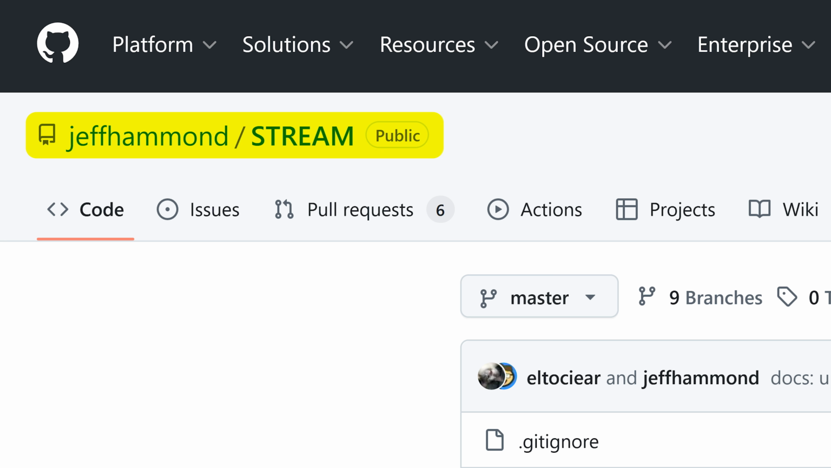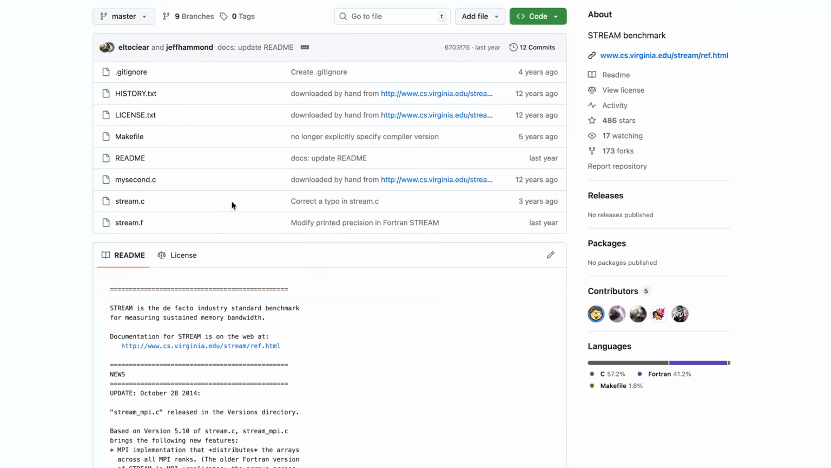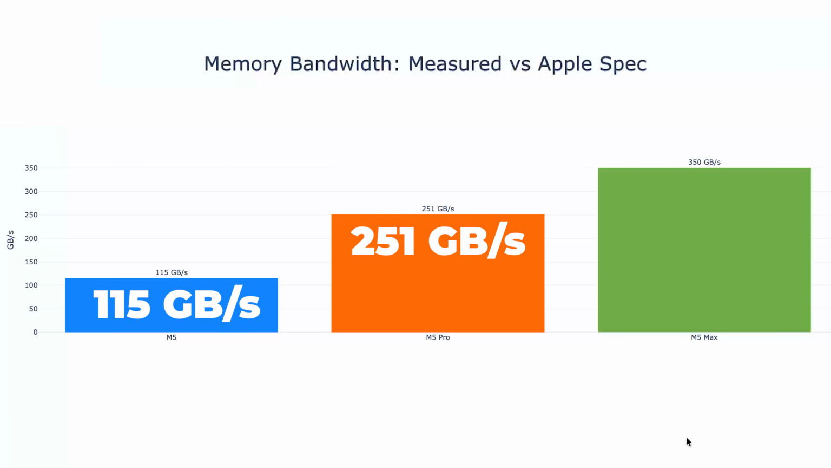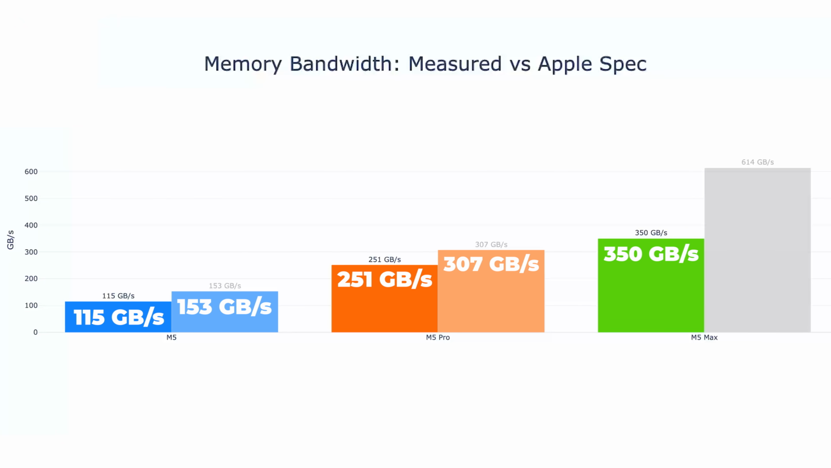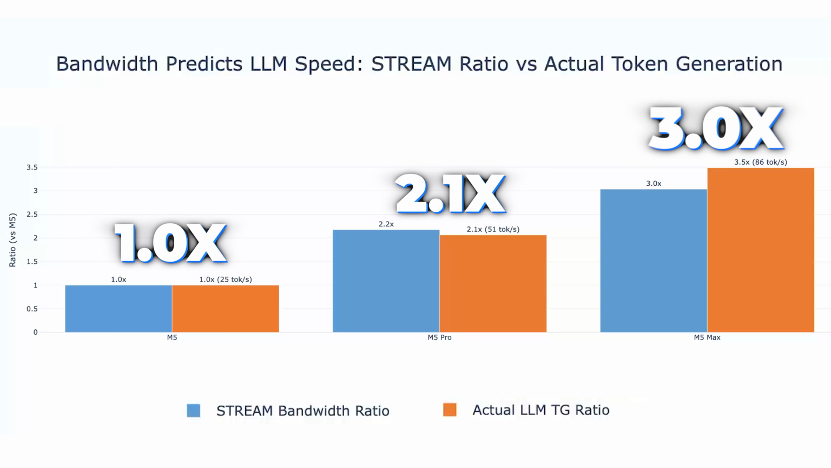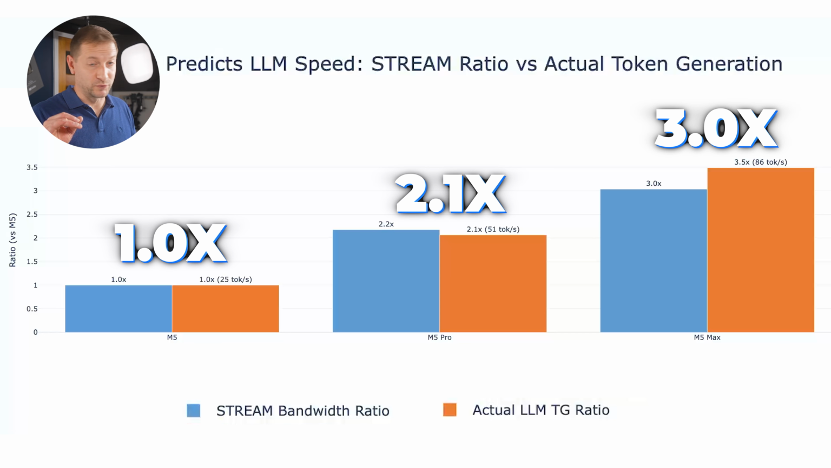Stream Triad, the gold standard for practical memory bandwidth, and has been around for years. M5, 115 gigabytes per second, M5 Pro, 251, and M5 Max, 350. Now, Apple's spec sheet says 153, 307, and 614. Our measured numbers are lower, and that's normal. Every vendor spec is a theoretical ceiling, but the ratios still hold, roughly 1x, 2.1x, and 3x. Remember that ratio because we're about to see it again.